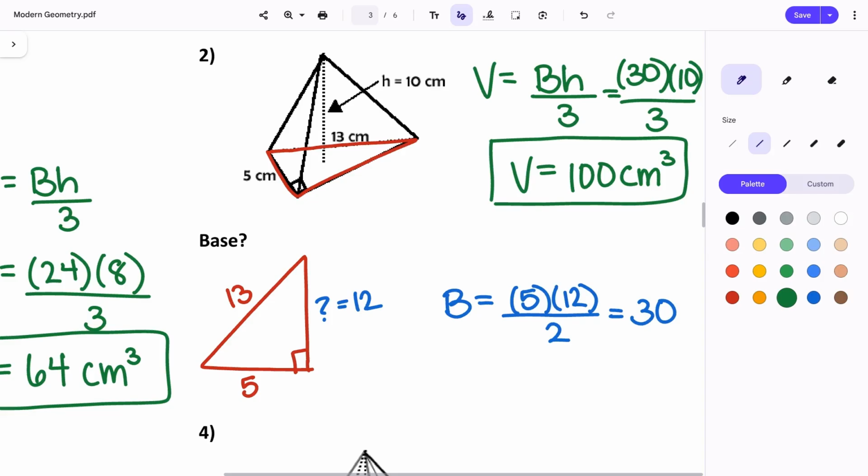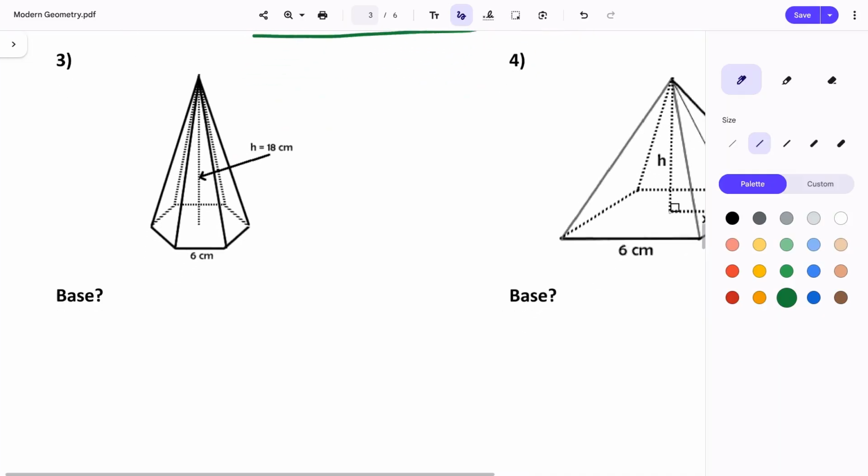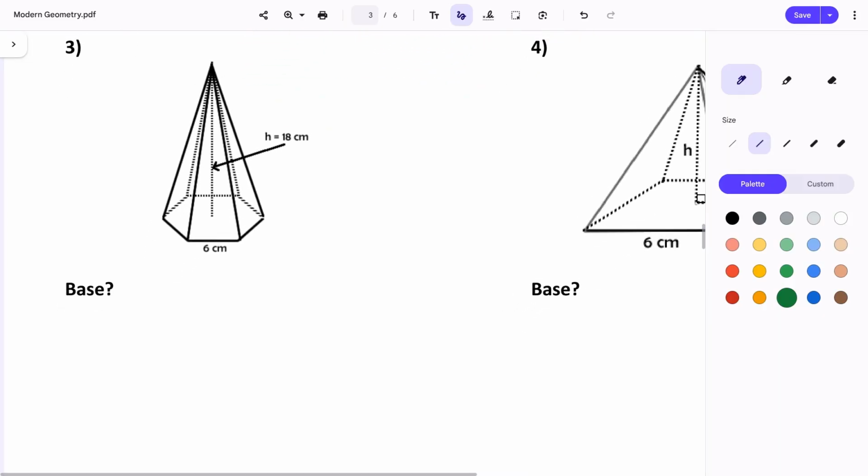All right, questions on number 2. Okay, number 3. What base are we working with here? A hexagon. So let's draw that hexagon out down here where it says base.